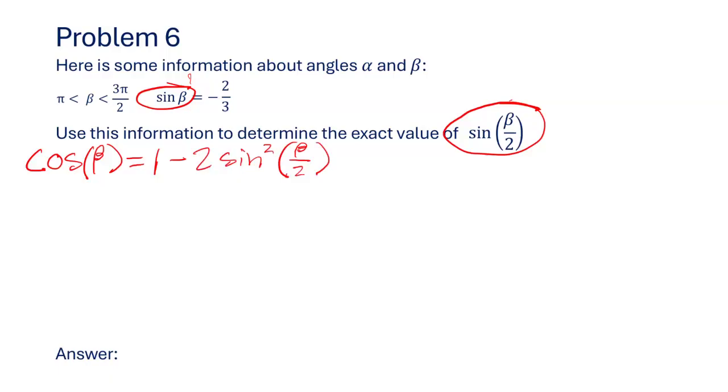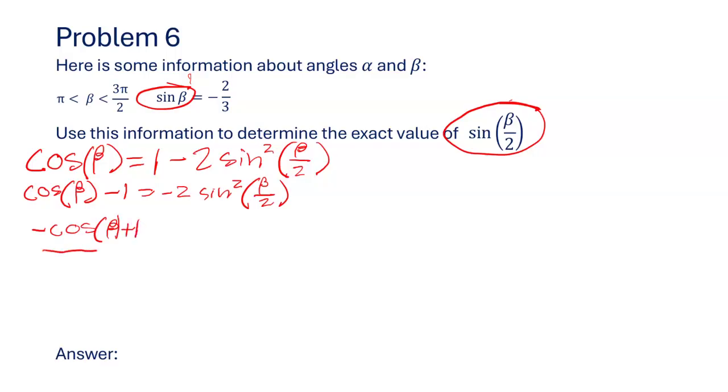Okay, so I'm going to subtract this 1 over, to get cosine of beta minus 1 equals negative 2 sine squared beta over 2. Okay, and then I'm going to divide both sides by negative 2. Because we're dividing by a negative, we can just flip all these signs to get negative cosine of beta plus 1 over 2 equals sine squared beta over 2.